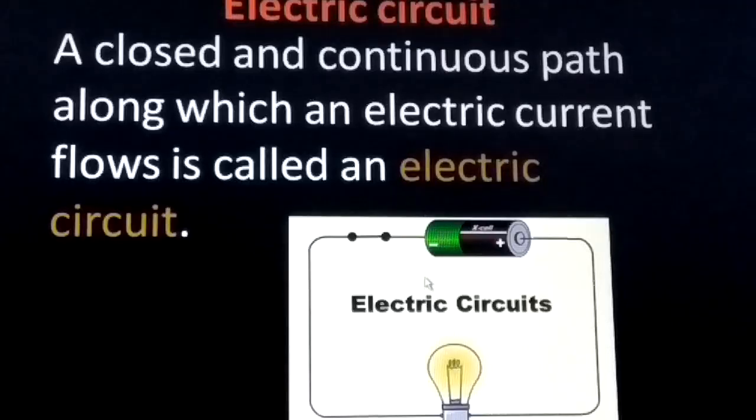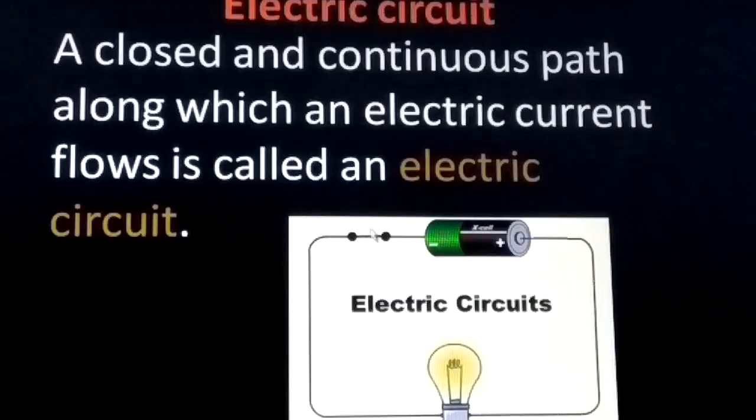For the flow of charges, we need a direction. Path means there is a direction. In the sample circuit, observe below, there is a cell. The cell is connected to the bulb at both terminals. The positive terminal is connected to the bulb, and the negative terminal is also connected to the bulb.